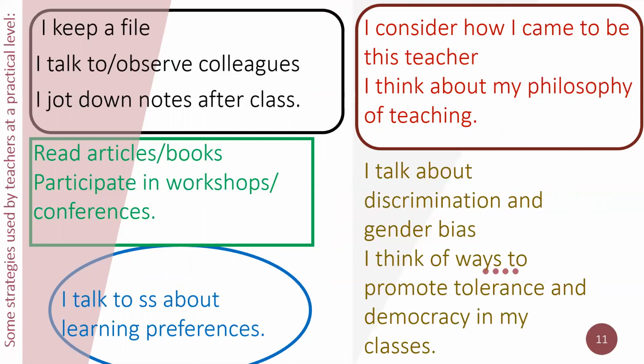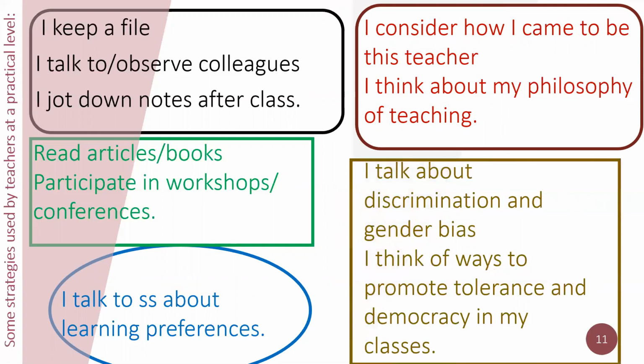The final level, the critical level, refers to statements that relate my teaching practice to society, to the world today. So the role of discrimination, gender bias. I try and promote tolerance in my classrooms, for example, would be statements that you find at this level.